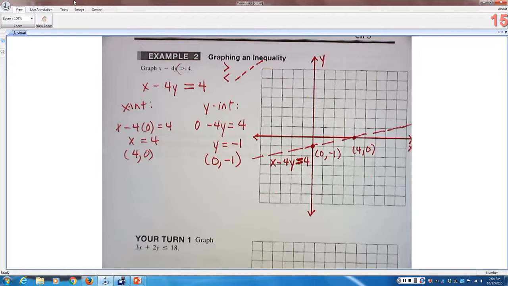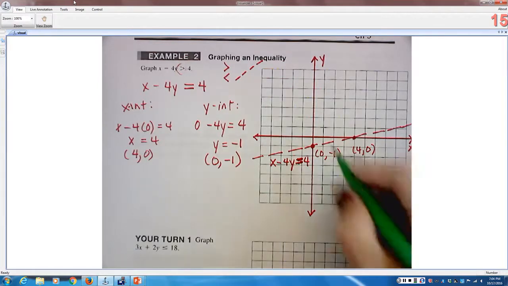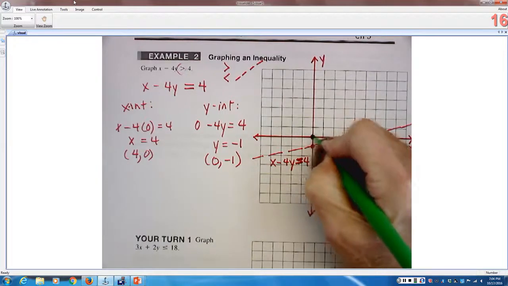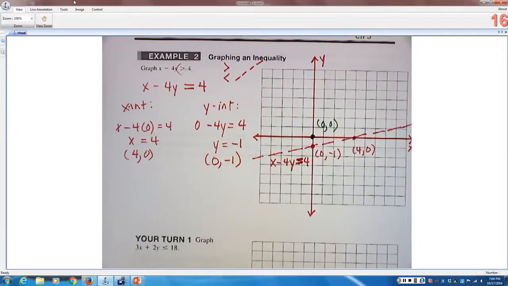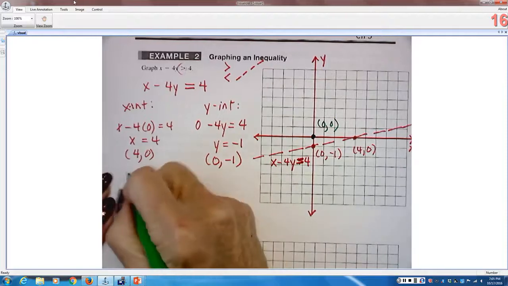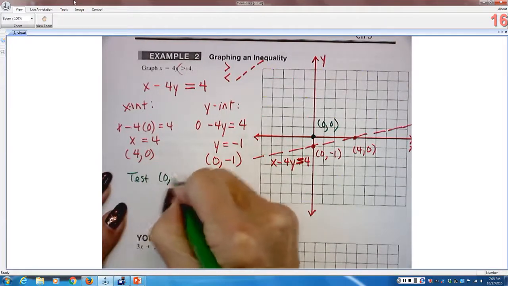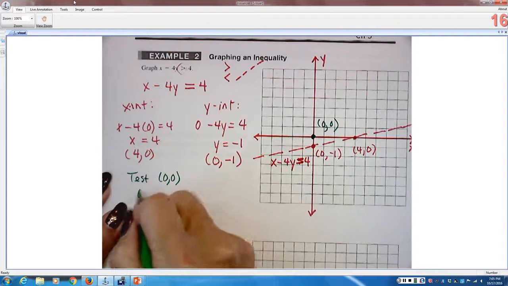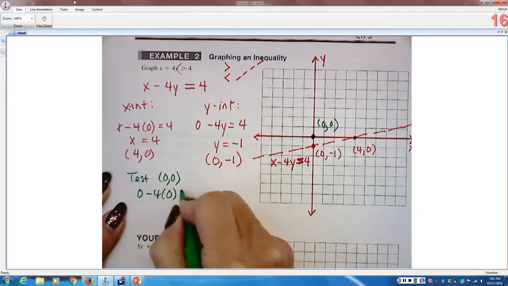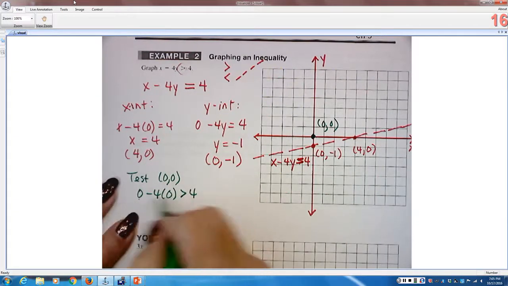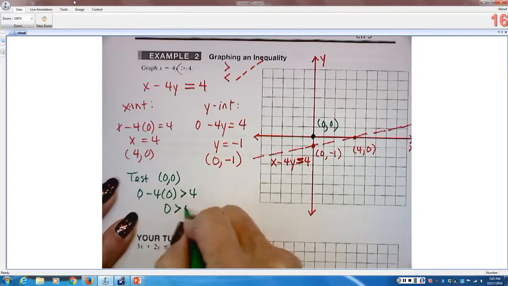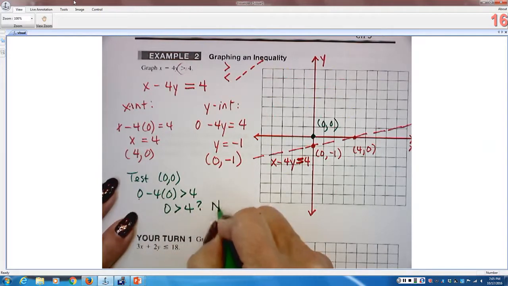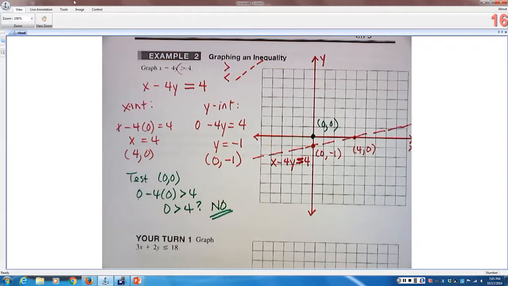Okay? Then we're going to do the same thing we did before. We're going to choose a test point. And again, since 0, 0 isn't on the line, it's okay to pick 0, 0 because it's easy. So we're going to test by saying, is 0 minus 4 times 0 greater than 4? 0 minus 0 is 0. Is 0 greater than 4? And the answer is no. Agreed? So that's not part of the solution.